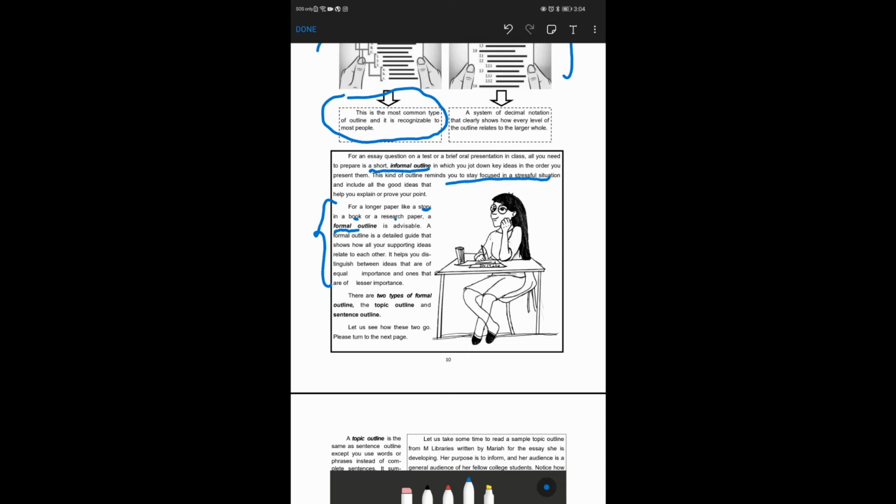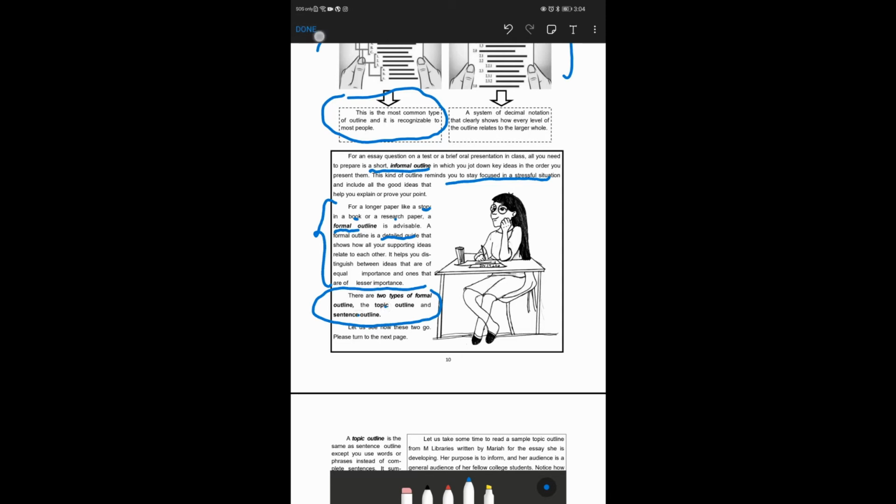So, a formal outline is a detailed guide. So, madetalye siya, hindi siya kagaya ng short lang or informal. That shows how all your supporting ideas relate to each other. It helps you distinguish between ideas that are of equal importance and the ones that are of lesser importance. So there are two types of formal outlines. We have the topic outline and the sentence outline.